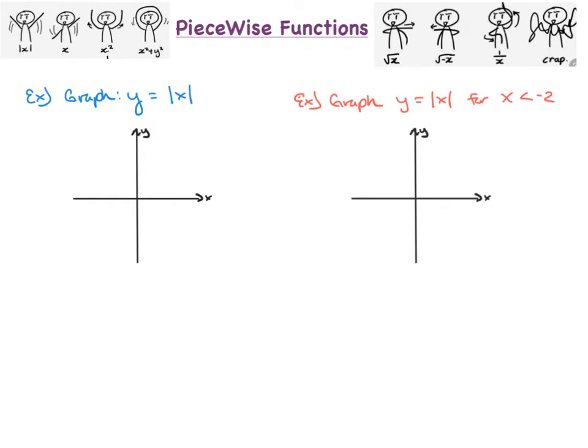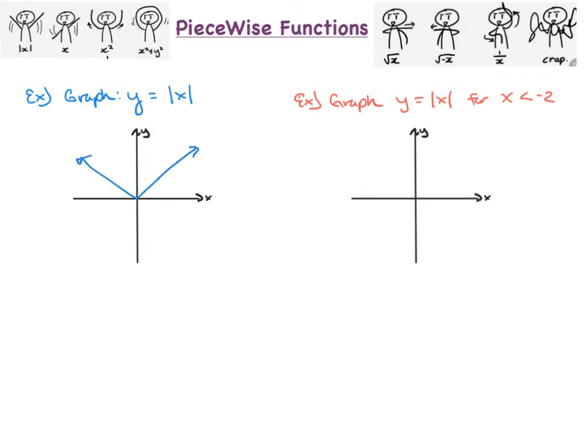Now we're going to talk about graphing something called piecewise functions. And a piecewise function is really just part of an entire function. So on the left-hand side, just for the practice, we're going to graph y equals the absolute value of x. And like we talked about in the previous slide, y equals the absolute value of x looks like a v.